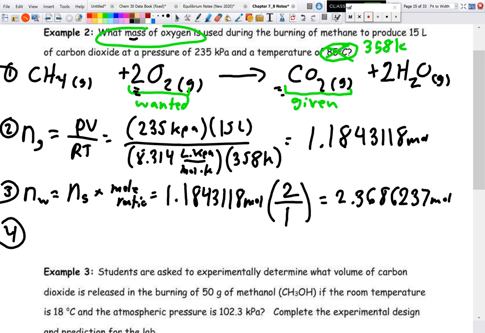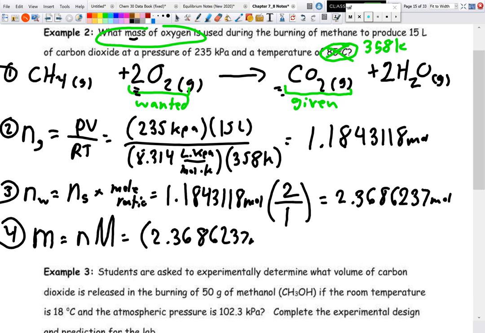And last but not least, once you get that one, we solve our question. So of course, our question is what mass of oxygen. So mass is just number of moles times our molar mass. So our number of moles we just solved, so that's 2.3686237 moles. And the molar mass for oxygen, it is O2, so that's 2 times the molar mass of oxygen in our periodic table. That gives us 32.00 grams per mole.